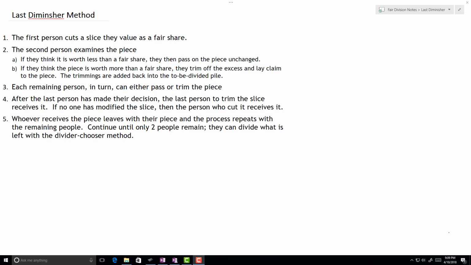The first person cuts a slice that they view as a fair share. Now the next person, the second person, gets to examine that piece. If they think it's less than a fair share, they pass it on. They don't want to take less than a fair share. If they think it's more than a fair share, they'll claim it by trimming it back to what they view as a fair share.